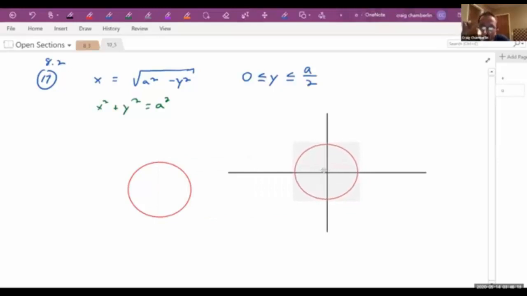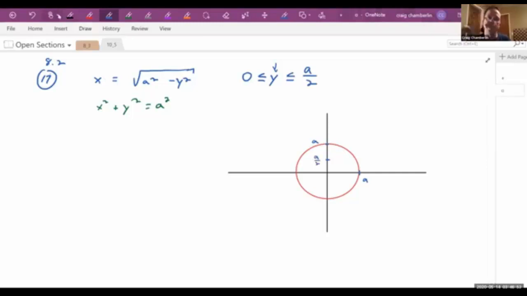So let's imagine that that's actually a circle. Probably not quite a circle. It's probably an ellipse though. And then A would be, on the x-axis, here, and then on the y-axis, A would be here. But y is allowed to go from 0 to a over 2, so a over 2 would be like right there.